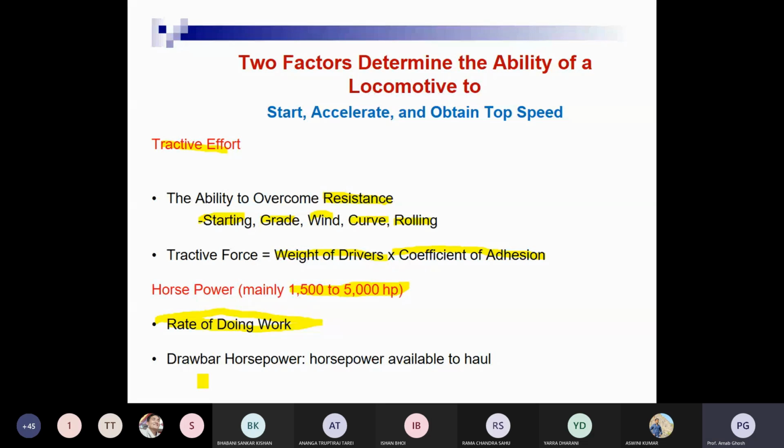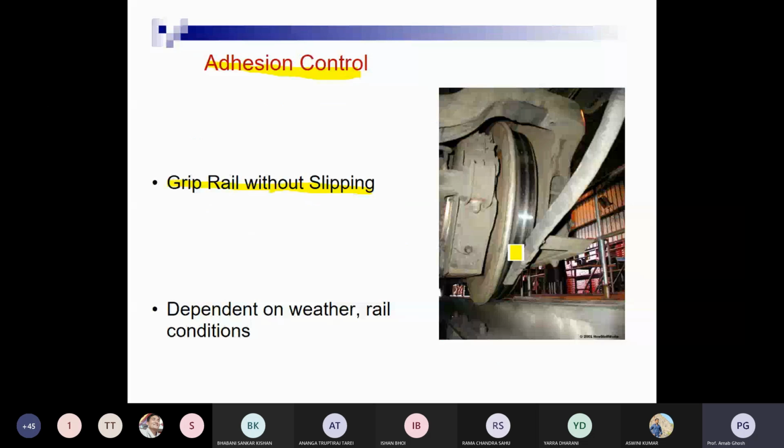Here, adhesion is the material grip. Adhesion means the wheel grips the rail without slipping. That's why the grippings are there: they prevent the slipping of the wheel from the track. And depending on the weather and rail conditions, sometimes in a locomotive there are sanders.